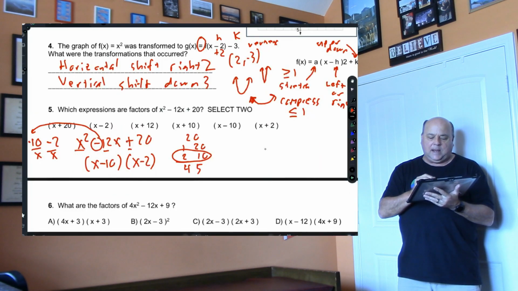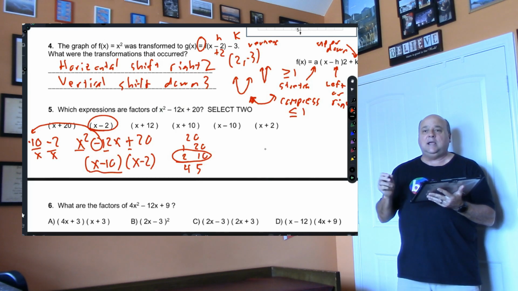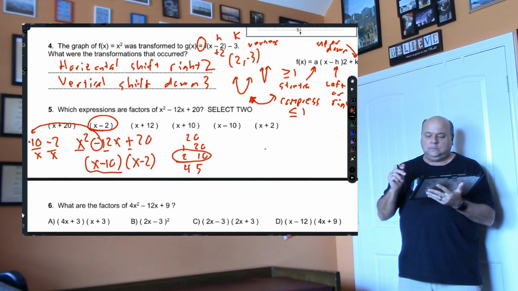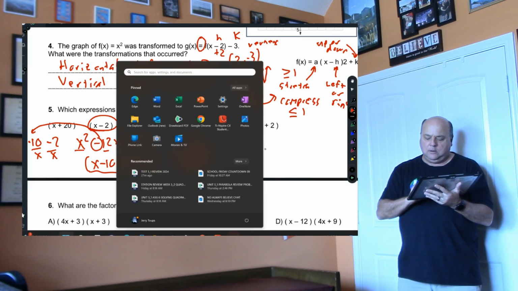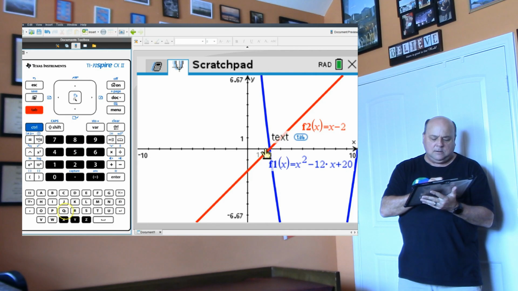So I'm going to go to my paper. The x minus 2 is a factor. The other factor should be x minus 10. So if I were to graph it, let me go to the calculator and hit tab and type in x minus 10.